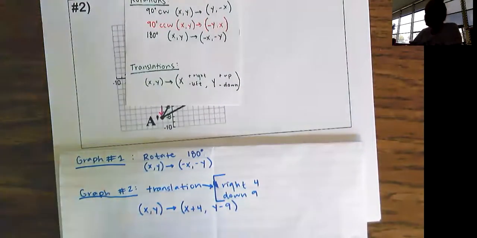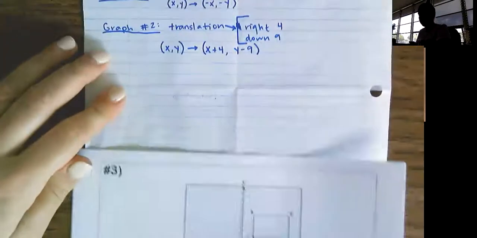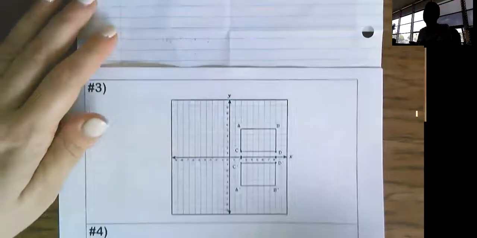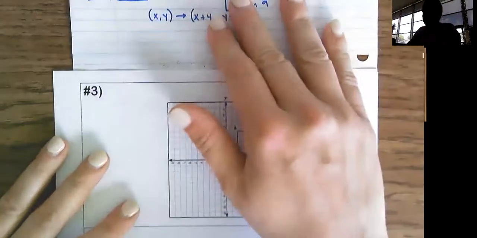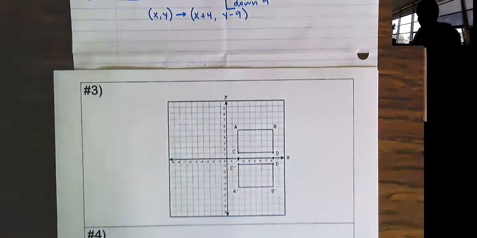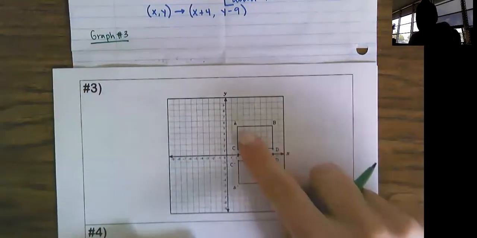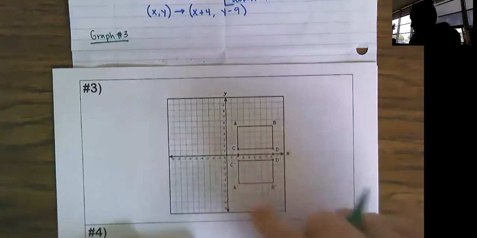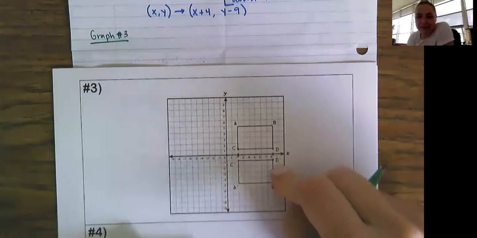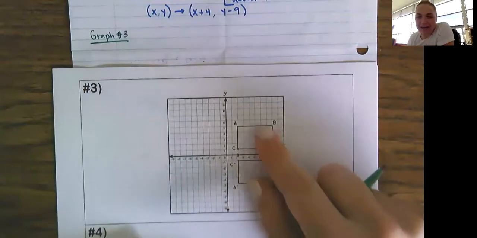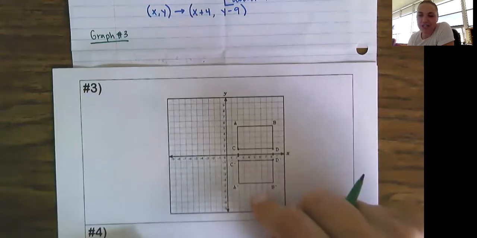All right, let's move on to graph number 3. This is what graph number 3 looks like. Ooh, I love graph number 3. Okay, let's write it down. Graph number 3. Okay, so we've got A, B, C, D, and A prime, B prime, C prime, D prime. Try to think about that one. What happened here? How did we get from the top image, top pre-image, to the bottom image? Was that a reflection, rotation, or translation?